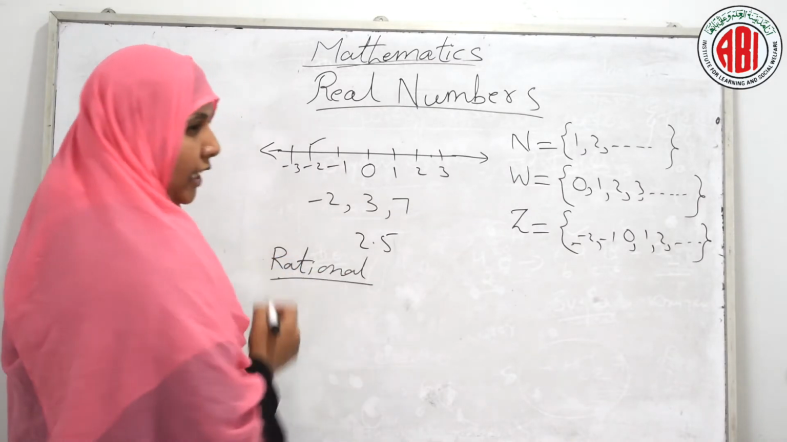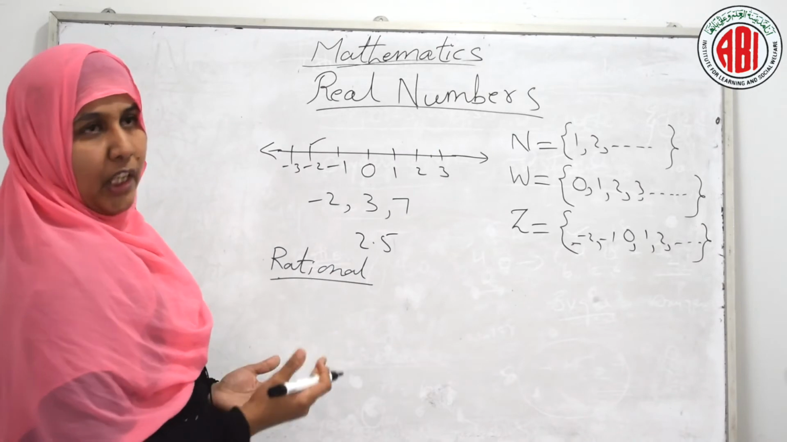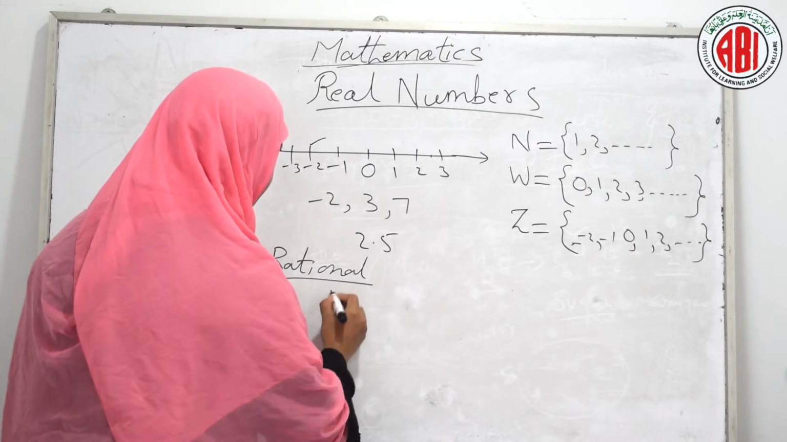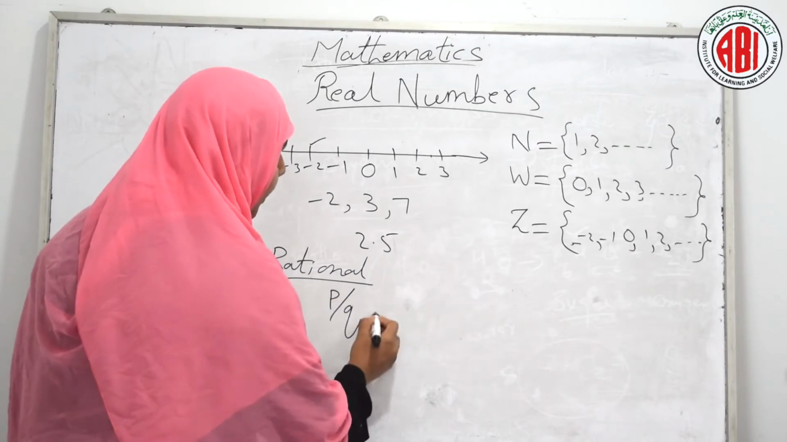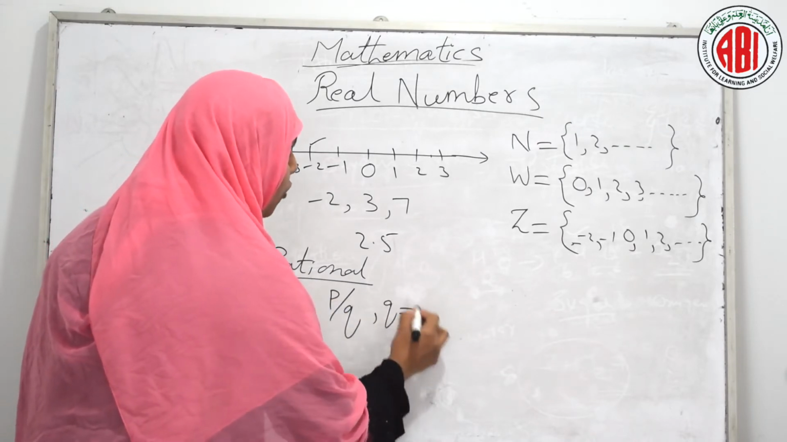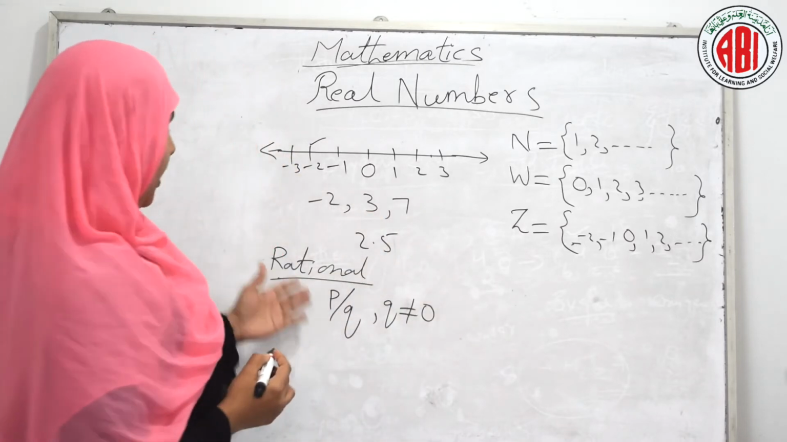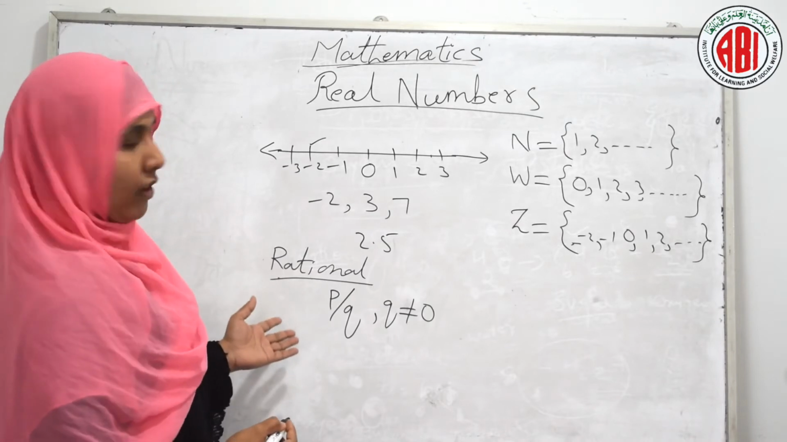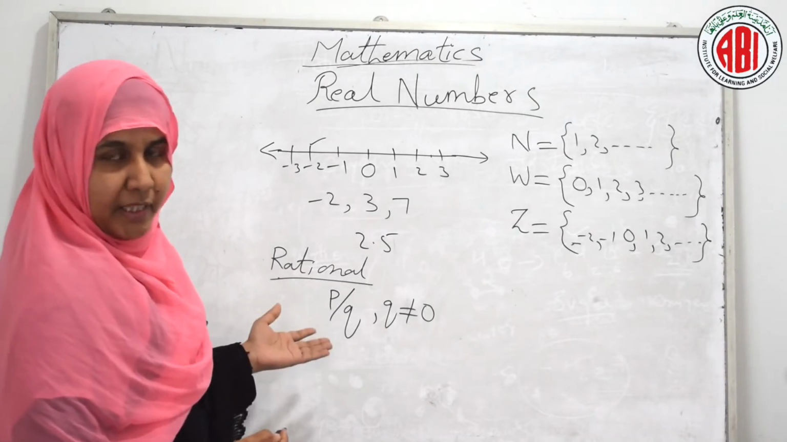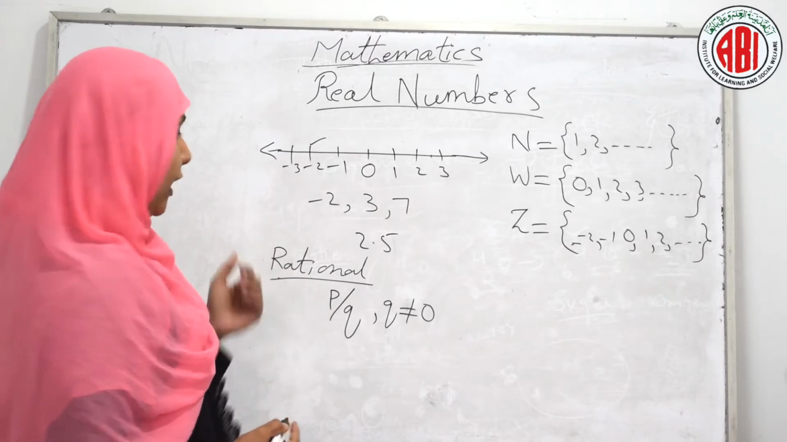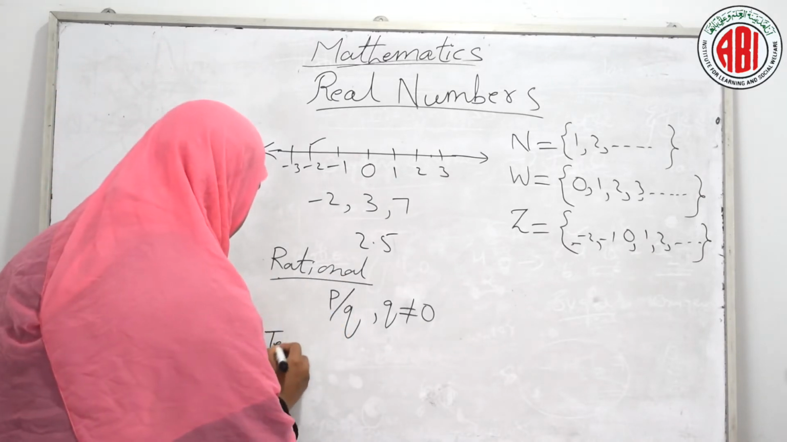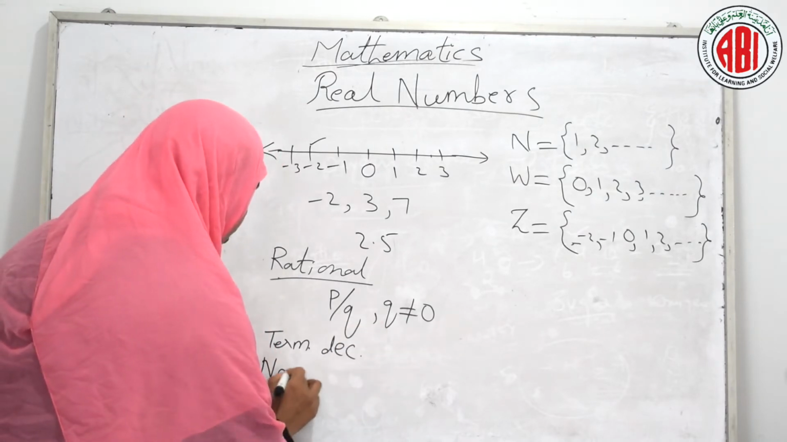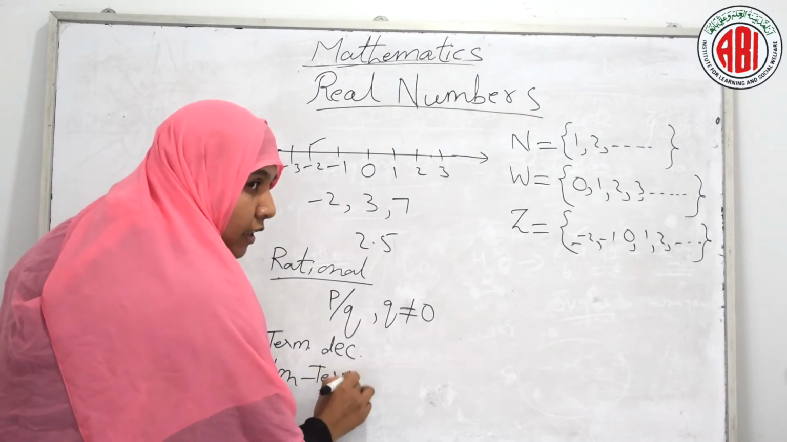Rational numbers. What are rational numbers? Rational numbers means the numbers which can be written in the p by q form, and q is not equal to 0. So this kind of numbers are called rational numbers. In rational numbers we have two types, that is terminating decimal and non-terminating recurring.